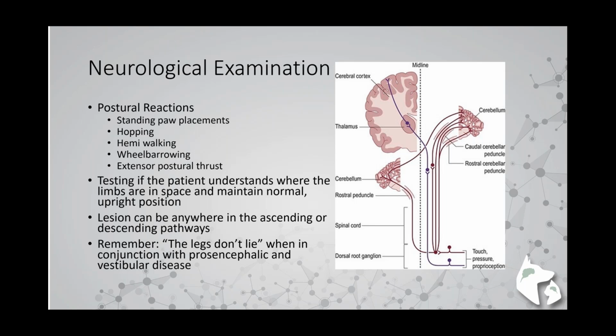For vestibular patients, patients with head tilts and signs of balance dysfunction, remember that the legs don't lie. So if I'm tilting my head to the right and I have paw placement deficits on my right side, that pathway is being affected most likely in the brainstem before it's crossing over. So always watch your paw placements for those vestibular disease patients.